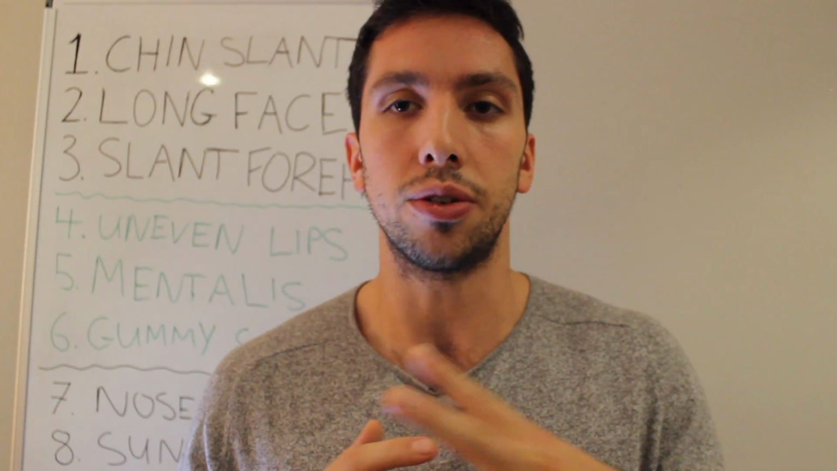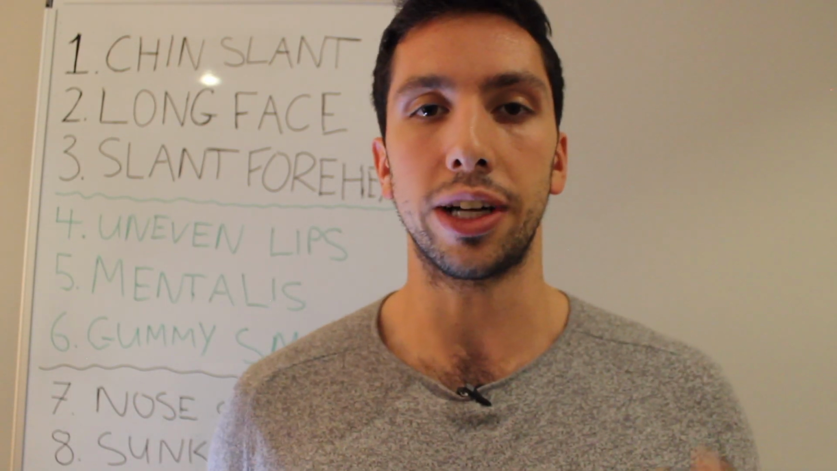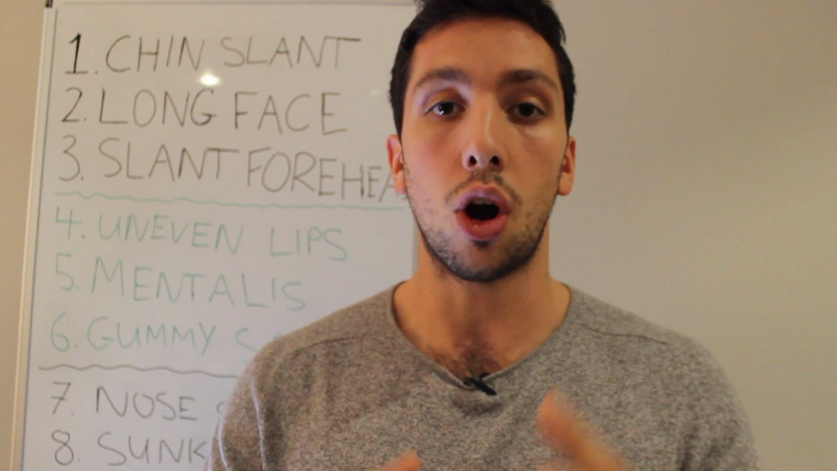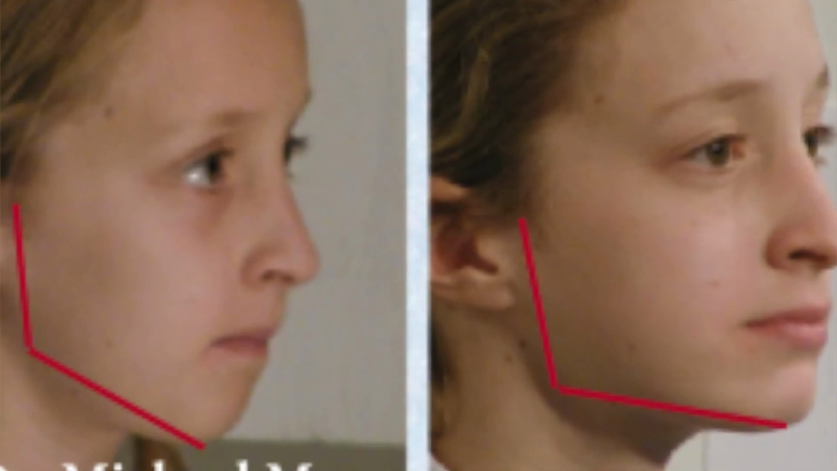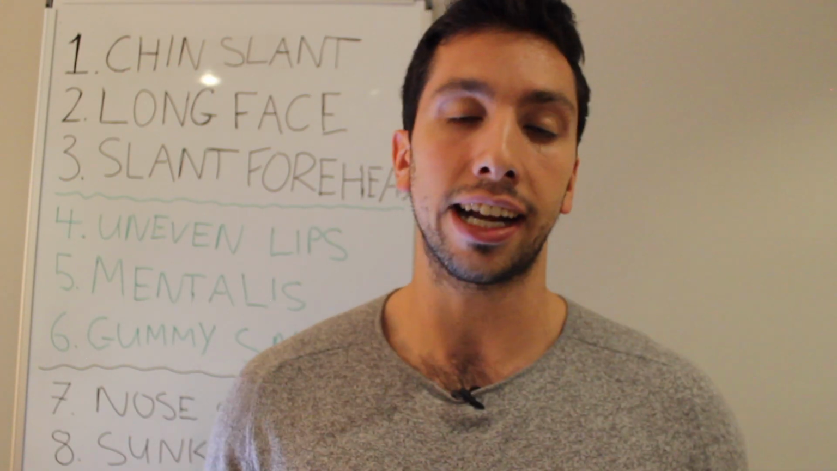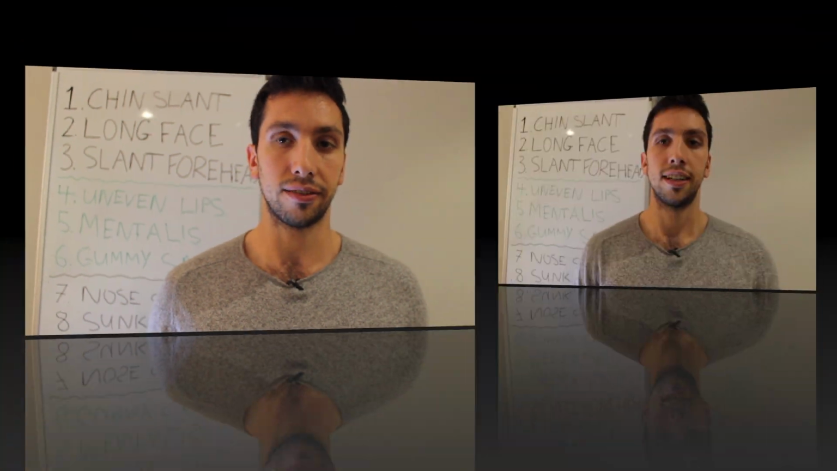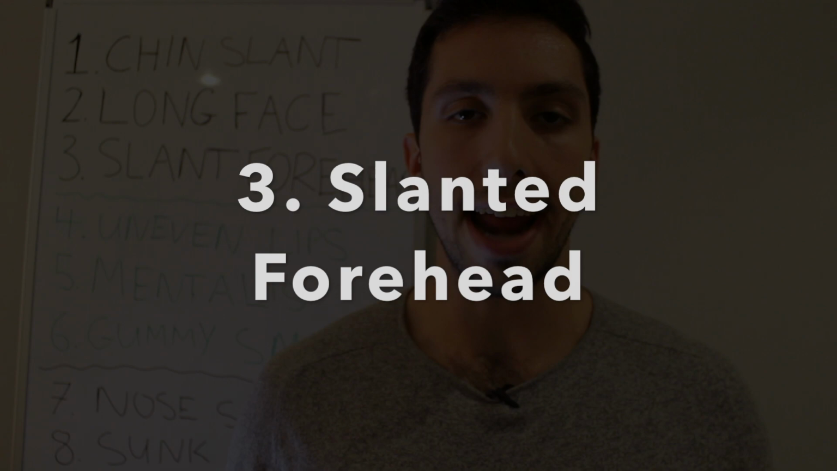This also leads to number two, which is going to be a longer face. If you have more space between your tongue and your upper palate, your overall face shape is going to be longer. So now your lower jaw has become longer, as well as your chin appearing to slant back behind your mid-face. The third thing that we're talking about is a slanted forehead.